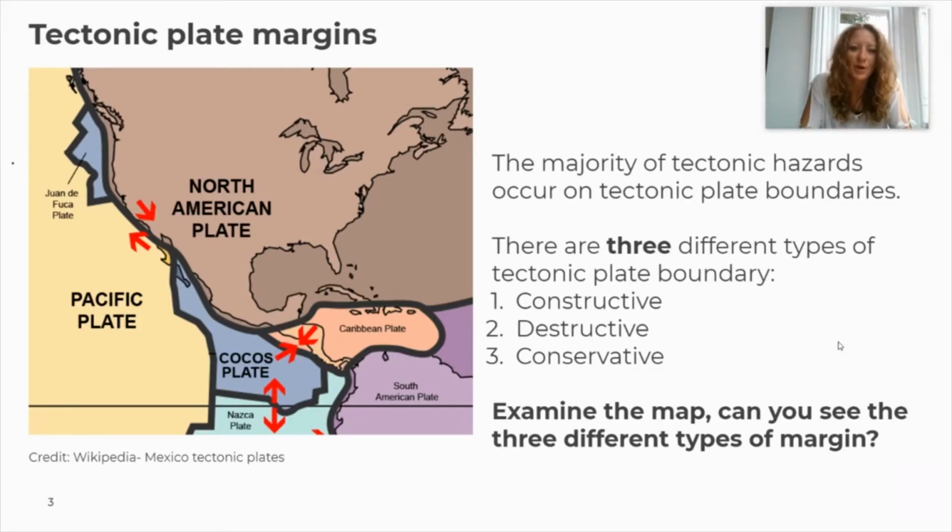Okay, so the Cocos plate and the Caribbean plate, we have the two arrows pointing towards each other. Now, if the arrows are pointing towards each other, what that means is the two plates are moving towards each other. Whereas when we look at the North American plate and the Pacific plate, those plates are moving past each other. So that is what we're going to have a good look at today. Destructive plate margins, conservative plate margins.